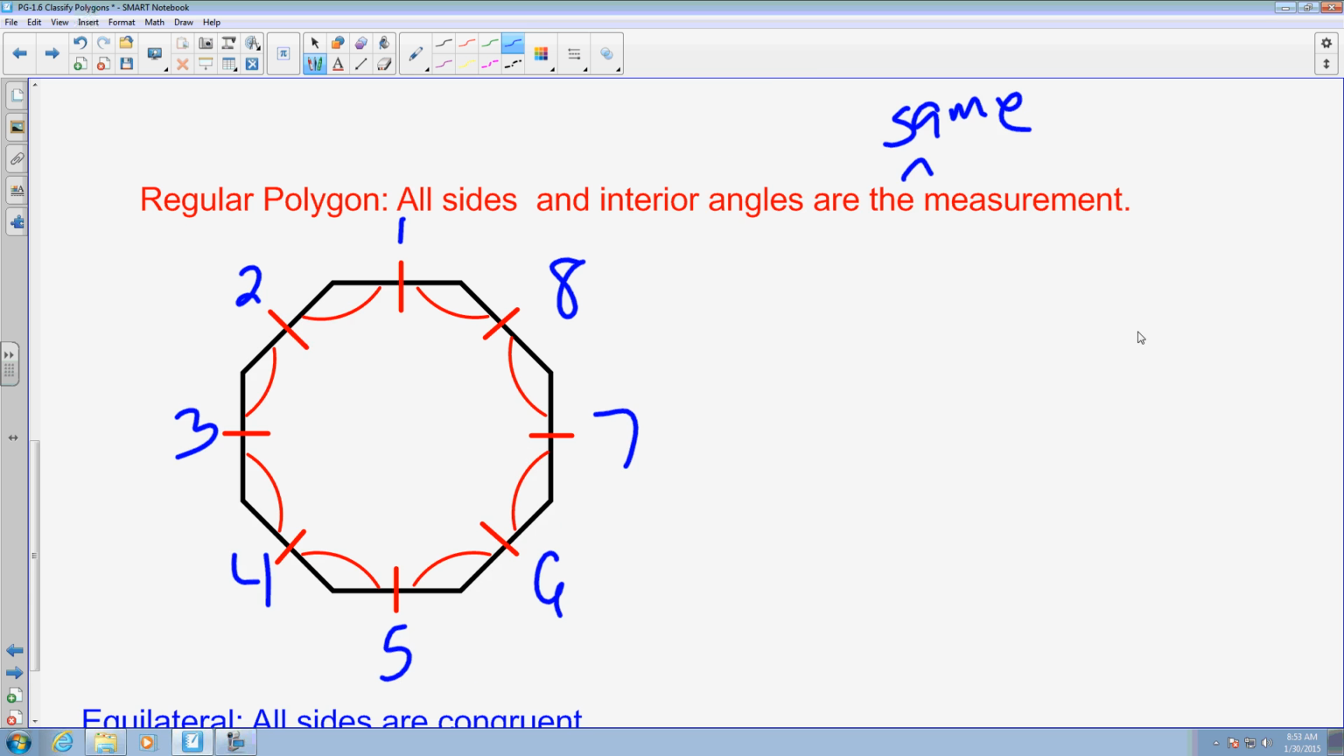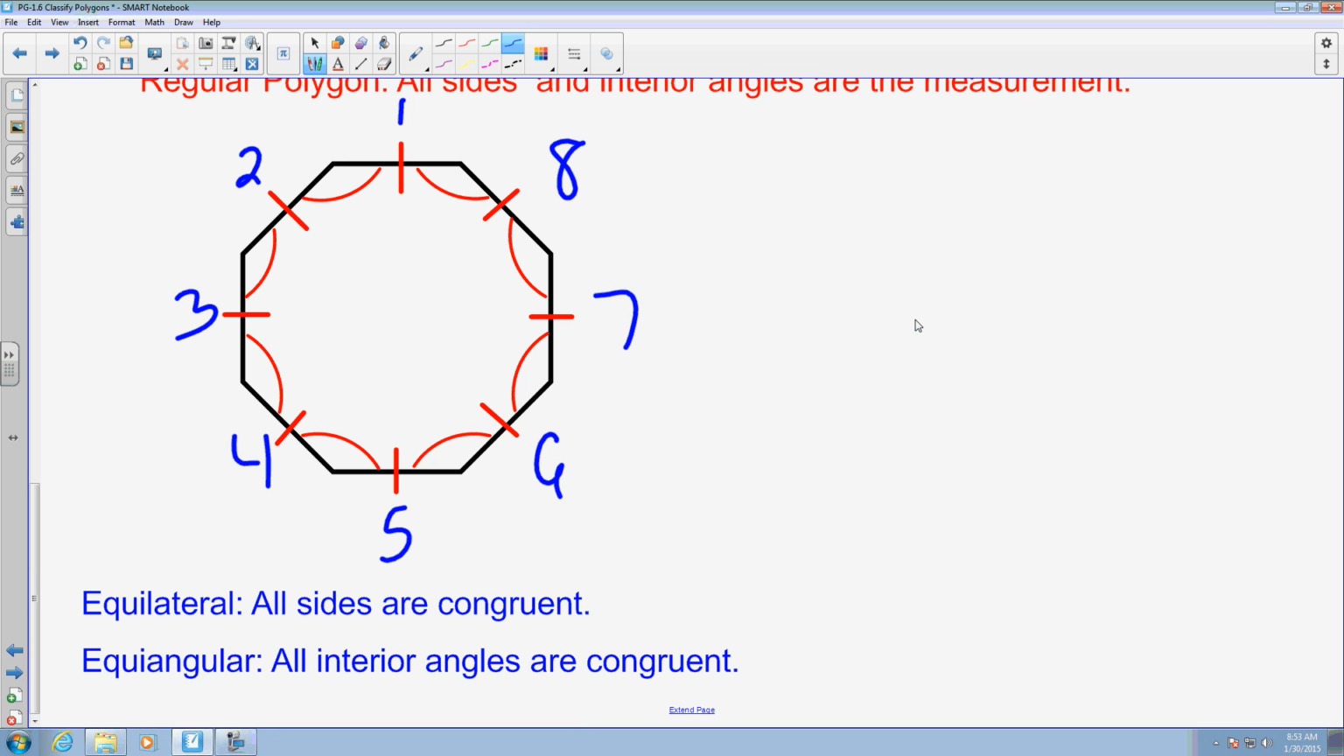Okay. If it only has one of the characteristics, so if all the sides are the same, or all the sides are congruent, it'd be called an equilateral polygon. And then if all of the angles were the same, but not all the sides were the same, it would be considered an equiangular polygon.